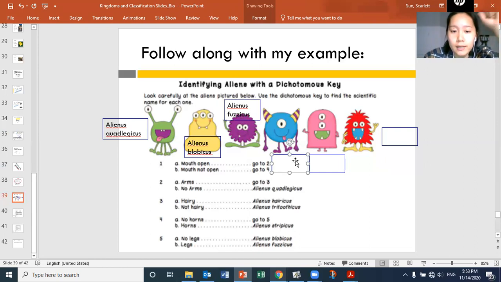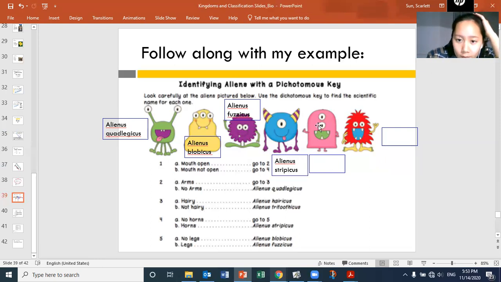So let's do this blue one now. Step 1, is the mouth open or mouth not open? The mouth is not open, right? So you're gonna go to step 4, and step 4 says horns or no horns. I see 2 horns right here. So the name is going to be Alienus stripicus.